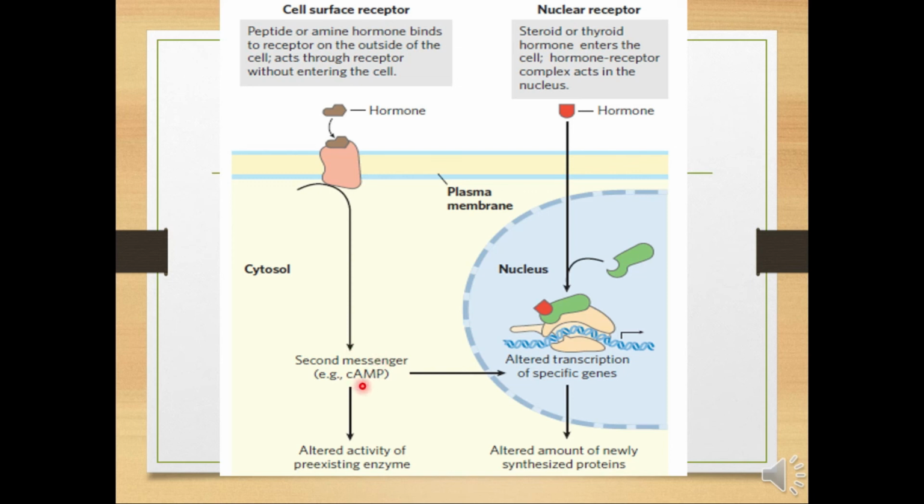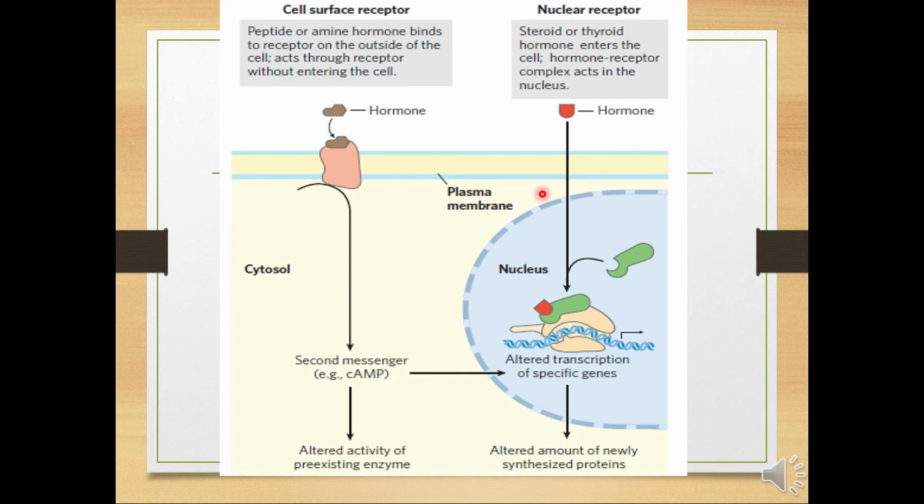This cyclic AMP acts as a second messenger, and the second messenger molecule then initiates the required reaction by changing the activity of an already present specific enzyme. So it makes a change. It alters the activity of a pre-existing enzyme, and this second messenger is also responsible for changing the activity of specific genes present inside the nucleus. Okay.